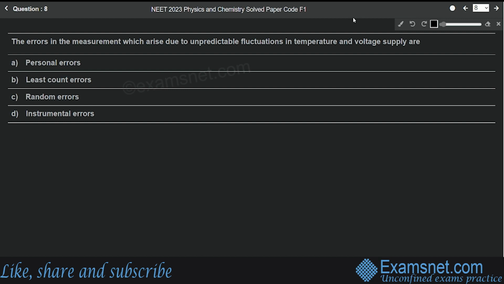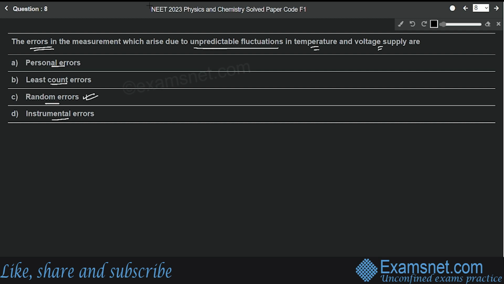Question number 8 is from the chapter Units and Measurement, and the question is: the errors in the measurement which arise due to unpredictable fluctuations in temperature and voltage supply are, options are personal errors, least count errors, random errors and instrumental errors. Okay, so we know that the errors which arise due to unpredictable fluctuations are known as random errors. So option C will be the correct answer.